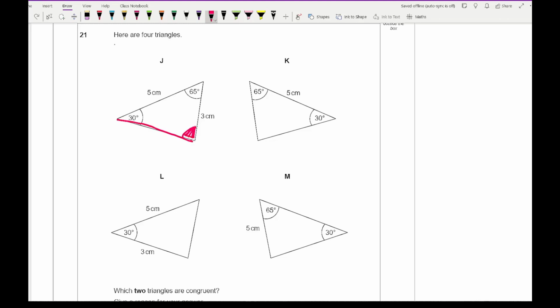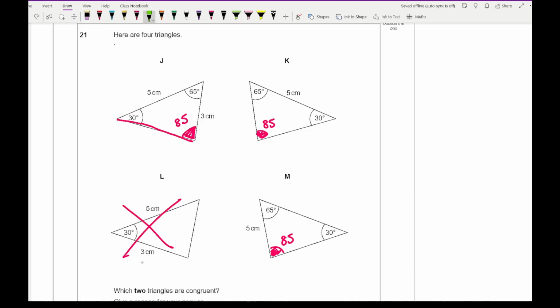So angles inside a triangle add up to 360, so 360 take away 30 take away 65 gives me an angle of 85 degrees. Now that's going to be the same for this one here, and it's also going to be the same for this angle here. So the only odd one out is L, so I can dismiss that one because there's no way of me working out what the third side is going to be.